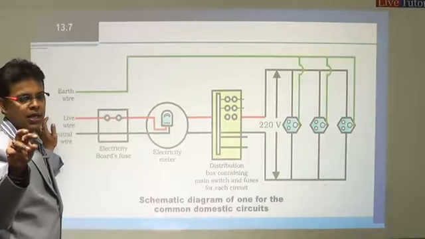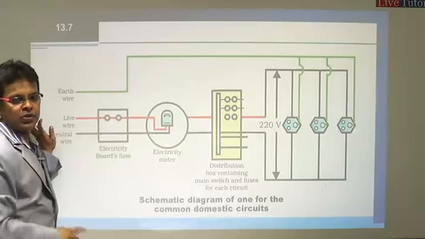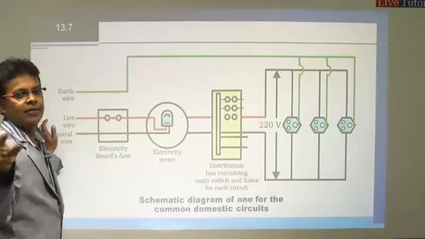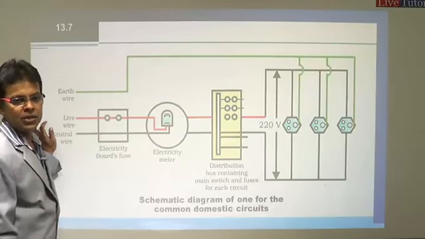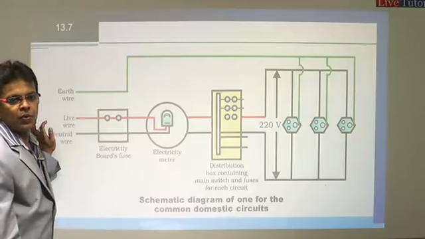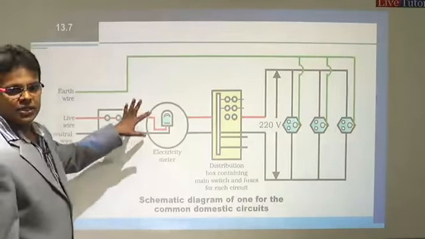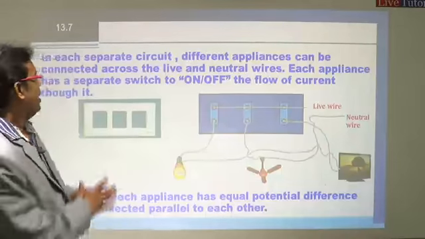Wherever 3 pins are there, they have got an earth. That kind of appliance is very safe to use. If it does not have 3 pins, if it has only 2 pins, and if the appliance has a metal part, then it is very dangerous to use. Sometimes you may get a shock also. Okay, so this is the domestic schematic diagram for domestic electric circuits.